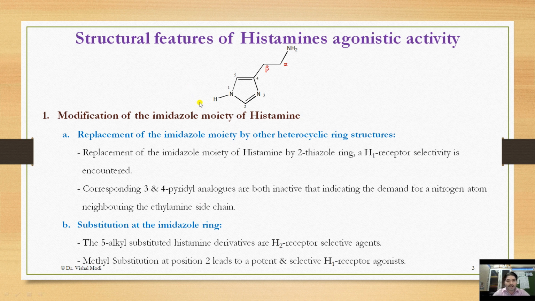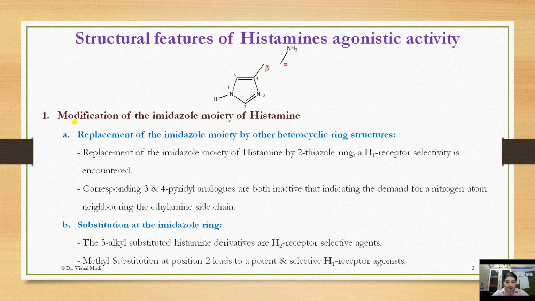In the last lecture we already discussed that in the histamine structure there are two main moieties. Number one is the imidazole structure and the other is the ethylamine branch chain. Okay. So there are two places where modification can take place, and accordingly the agonistic or antagonistic activity is modified. Number one, modification of the imidazole moiety of histamine.